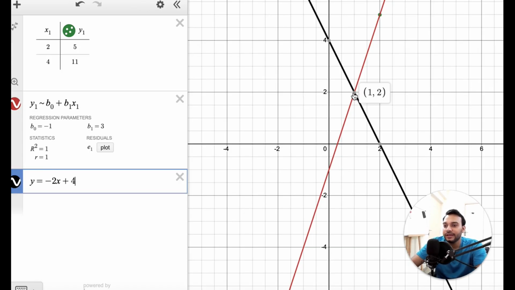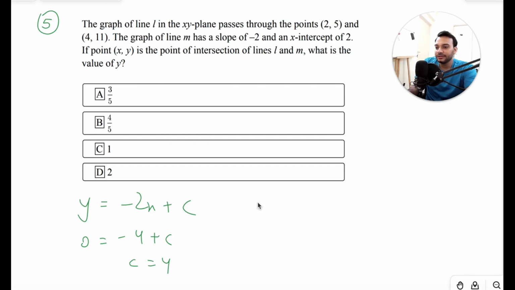Okay, the point of intersection is (1, 2). So the y coordinate of the point of intersection, which is asked in the question, is 2. Let's go back to the question. The point of intersection is (1, 2), and hence the answer is 2, option D. Okay, let's go for the next one.